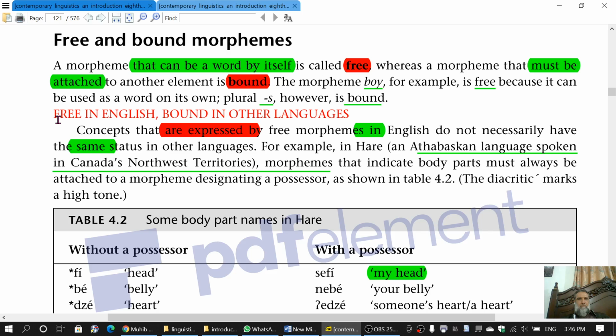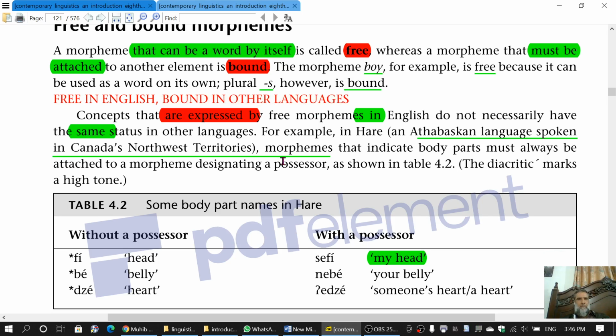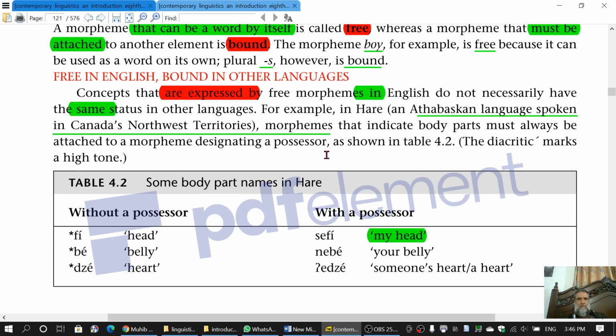There are some morphemes in English which are free in English, but if they are looked at in other languages, the same morphemes are bound in other languages. So there are some morphemes which are free in English, but which are bound in other languages. We will take, for example, the body parts in the Athabaskan language, which is spoken in the Northwest Territories of Canada.